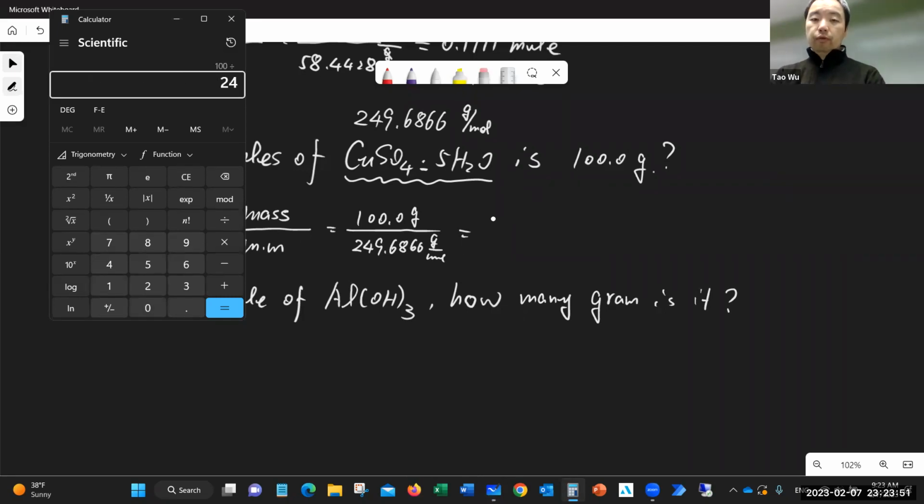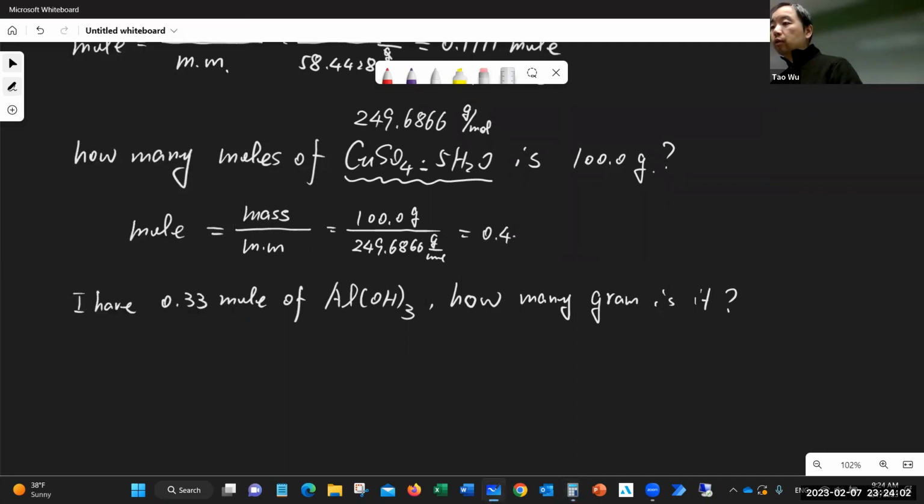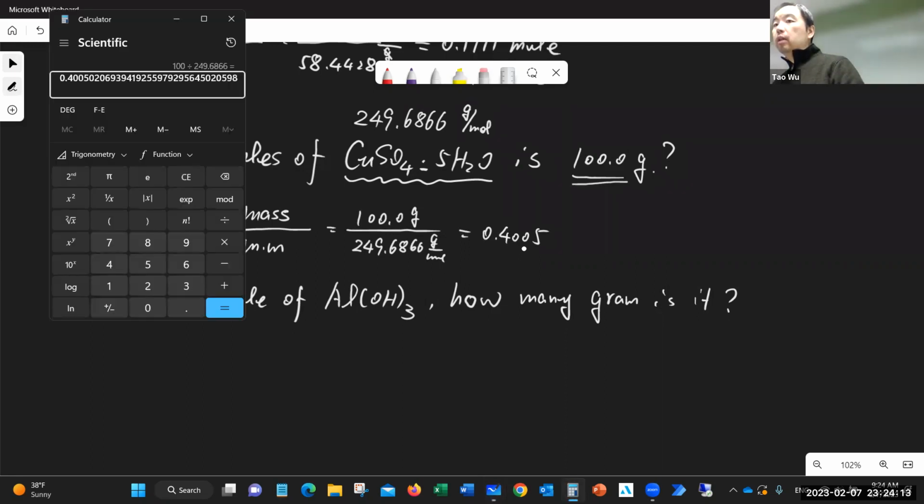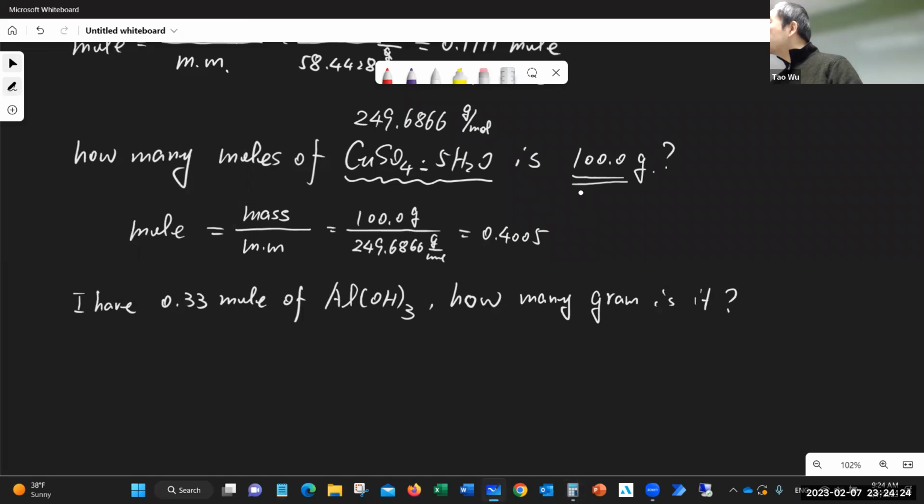Okay, and then let's figure out the answer. 100 divided by 249.6866, and we got 0.4005. See, 0.4005. And if you look at the question, we have 4 sig figs for 100.0, so the answer should have 4 sig figs. So you do need to keep the number 5. You cannot just write 0.4, because they have 4 sig figs for 100.0, so you're going to keep 4 sig figs for the answer. So this is how many moles we have.